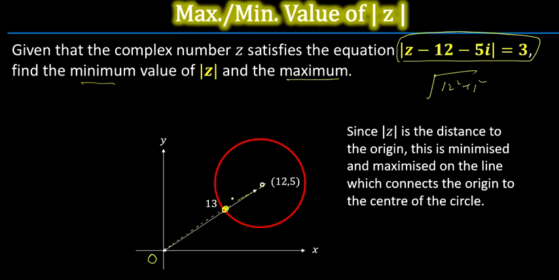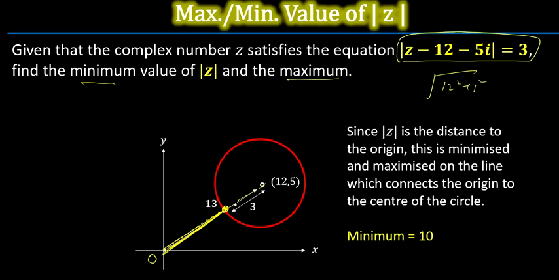z is the distance to the origin. The minimum or maximum lies on the line which connects the origin to the center. To get the minimum value, you subtract the radius, which is 3, and get the minimum value, that is 10. Is that clear? This gap is 10. No other point is closer to the origin. Every other point is farther from the origin.